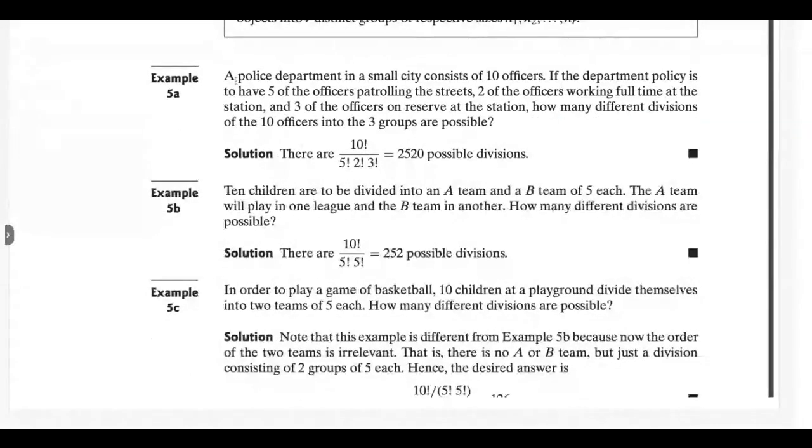Let's see an example. A police department in a small city consists of 10 officers. So n equals 10. If the department policy is to have five of the officers patrolling the streets, that's the first group with five people, and two of the officers working full-time at the station, the second group with two people, and three of them on reserve at the station, a third group. So n1 is five, n2 is two, n3 is three. The question: how many different divisions of the 10 officers into the three groups are possible? Just follow the formula: 10 factorial divided by 5 factorial, divided by 2 factorial, divided by 3 factorial. We do the calculation: 2,520 possible divisions.